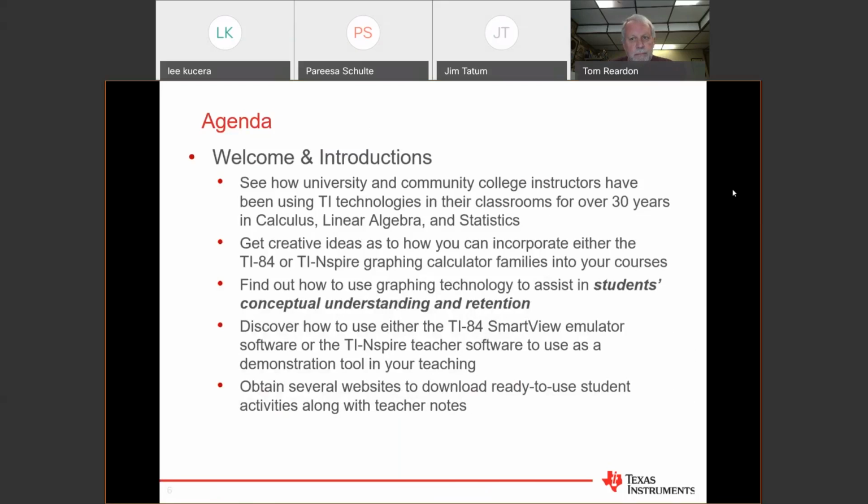Okay, so here's our agenda for today. We'd like to see how university and community college instructors have been using TI technology in their classrooms, and help you get some great creative ideas for how you can incorporate either the TI-84 or TI-Nspire platform into your courses to really help students use graphing technology to conceptually understand and retain the math that they're learning from you. And also see how the TI-84 SmartView emulator or the TI-Nspire teacher software can be used as a powerful demonstration tool for your teaching.